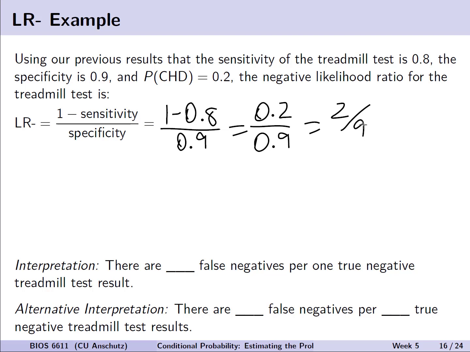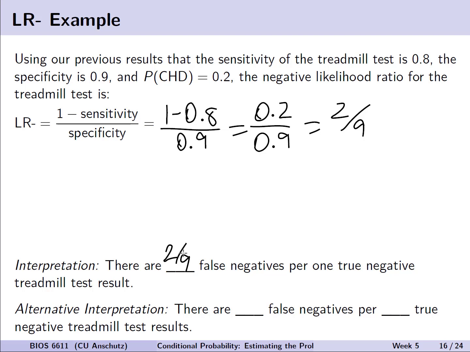Now this is where it can be a little weird to interpret the negative likelihood ratio, so I provide 2 versions here. The first keeps it in terms of what we saw previously in the same setup as the positive likelihood ratio, where there are 2/9 of a false negative per 1 true negative treadmill test result. In other words, we have less than 1 false negative for each true negative result we have. But I find thinking in terms of these fractional components somewhat confounding. So I like this alternative interpretation a little bit more, although both are perfectly right.